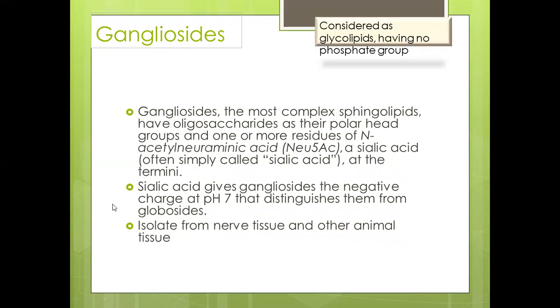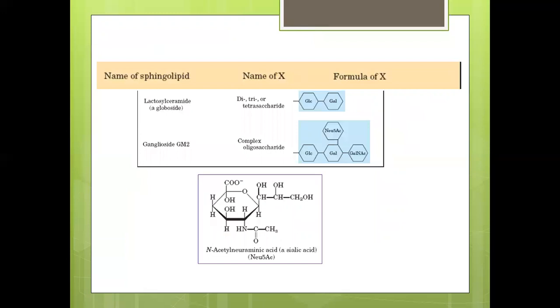Okay, so another one, you have the gangliosides. So it's considered as a glycolipid having no phosphate groups. Gangliosides, the most complex sphingolipids, have the oligosaccharides as their polar head groups and one or more residues of N-acetylneuraminic acid or Neu5Ac. N-acetylneuraminic acid. Sa mana kani.